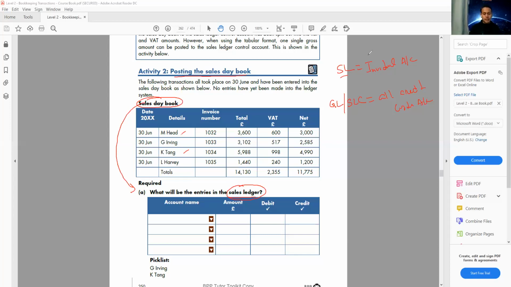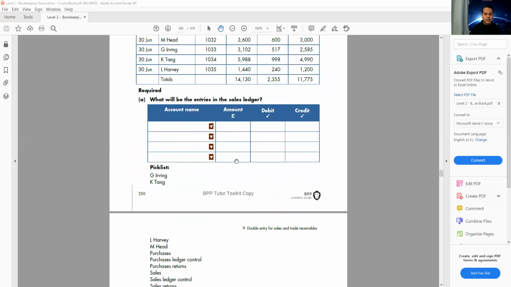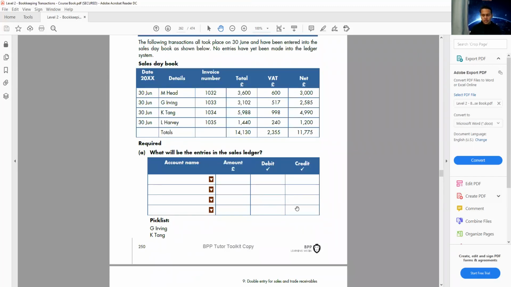Okay, so let's talk about this one. At the bottom we can see here we have a general ledger. The question is asking me to record, or post, the information, first to the sales ledger, which is here, and then to the general ledger. On the sales ledger, I'm going to record every single entry, because the sales ledger is the individual account. So I'm going to write everyone's name here. I'm going to write M Head, G Evering, K Tang.